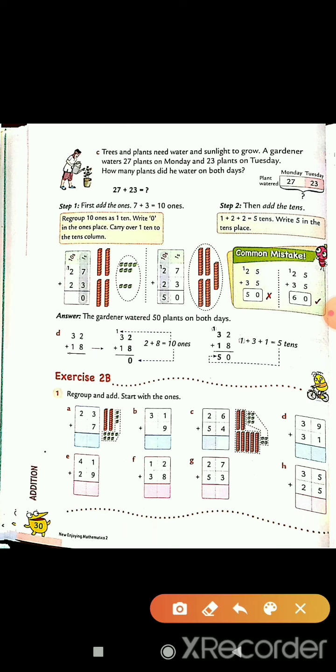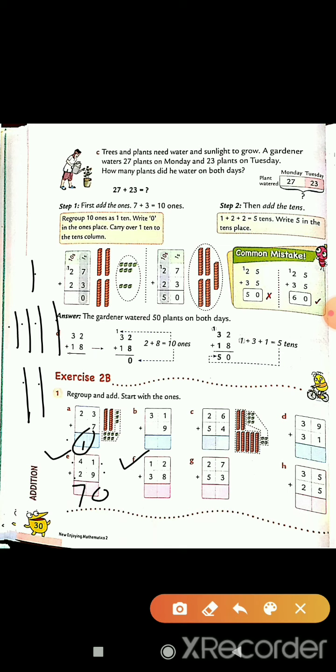Next, E. 41 plus 29. At the ones place, 1 and 9 are there. 1 plus 9 is 10. So write 0 here and 1 is carried to the tens column. Now 1, 4 and 2 are there. So add them: 1 plus 4 plus 2. Count them together: 1, 2, 3, 4, 5, 6 and 7. So write here 7 and your answer is 70.